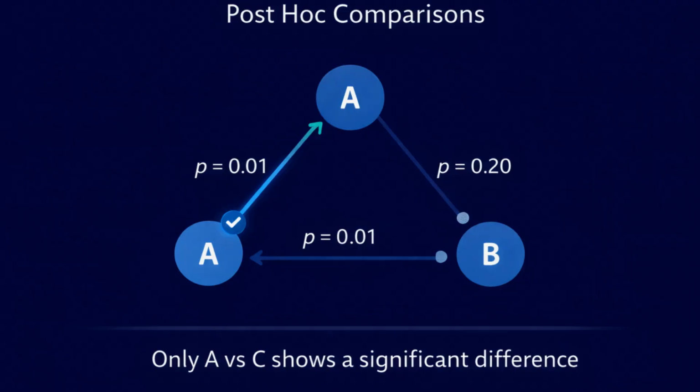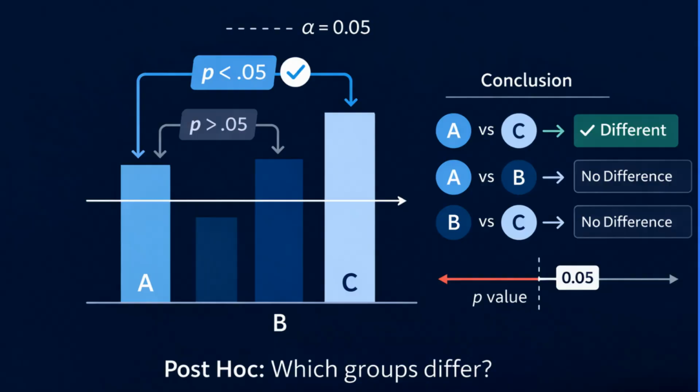Post hoc example continuing the teaching method scenario. Suppose the post hoc output shows an adjusted p-value of 0.01 for method A versus method C, an adjusted p-value of 0.20 for method A versus method B, and an adjusted p-value of 0.14 for method B versus method C. We interpret that output by comparing each adjusted p-value to the significance level.